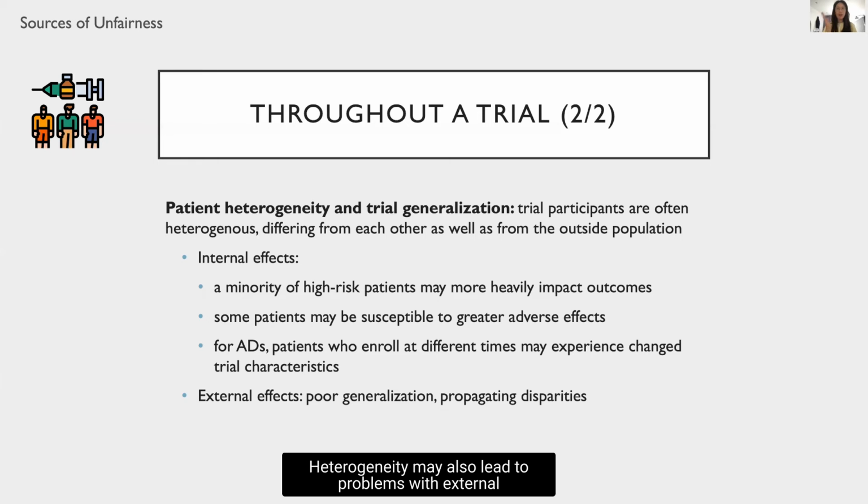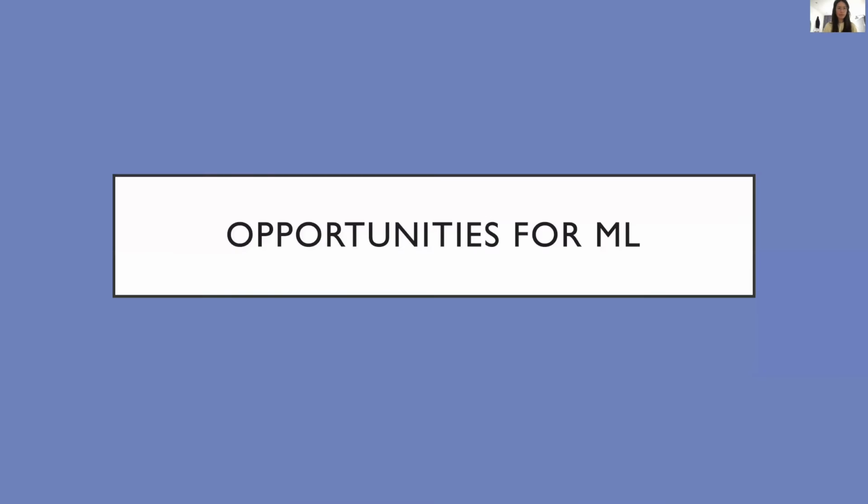Heterogeneity may also lead to problems with the external validity of a trial, such that the trial results may not apply to the general population due to the specific characteristics of the trial participants. This negatively impacts not only the scientific validity of a trial by providing misleading results, but can also propagate health disparities as the impact of treatments on certain subgroups remains underexplored.